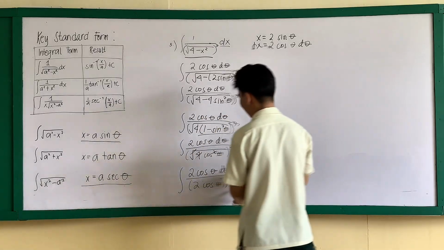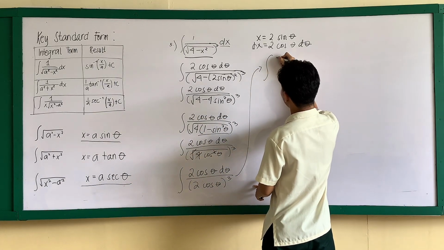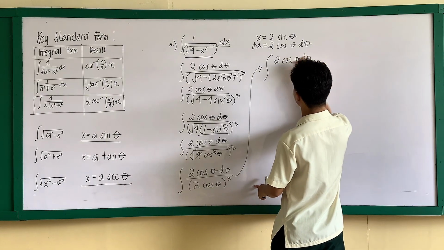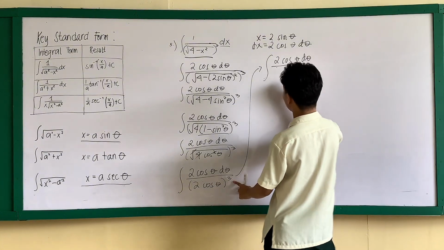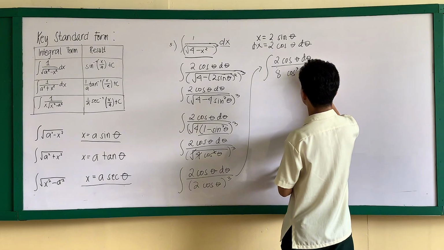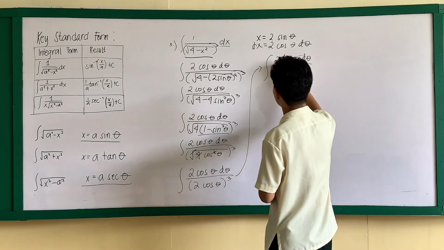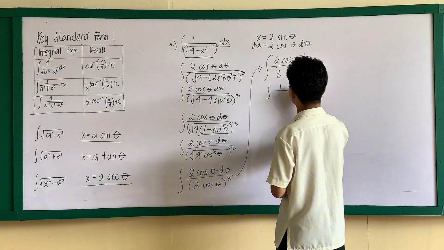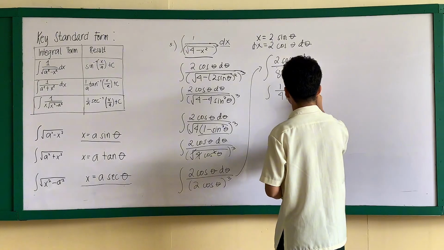So we solve this, copy the numerator. So the cube root of 2 cubed is 8 cosine cubed theta. So you can cancel this and we can lowest term this. So 1 over 4 cosine squared theta.